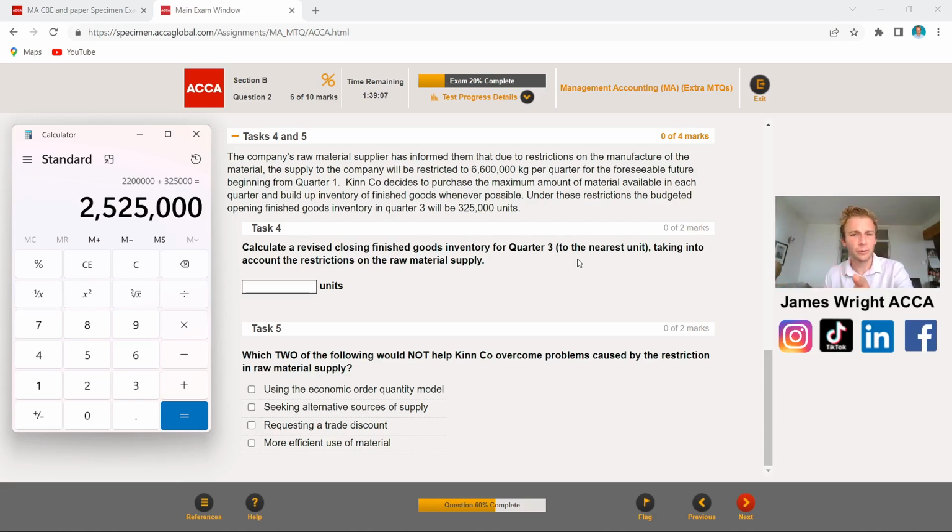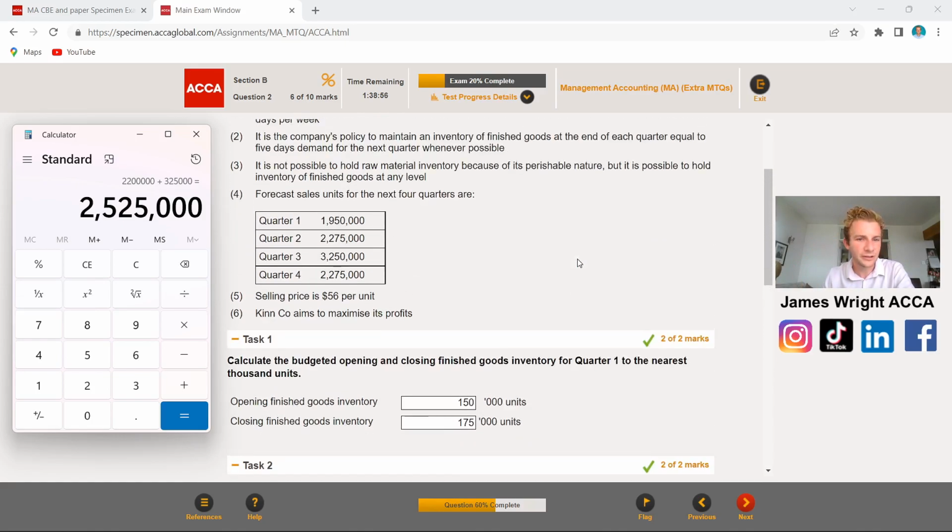However, just think more logically. That figure on there, the 2.525 million, how much are we actually going to sell in quarter 3? So back up to the top on here, quarter 3, we're looking at forecasted sales of 3.250 million, whereas we can only produce 2.525 million.